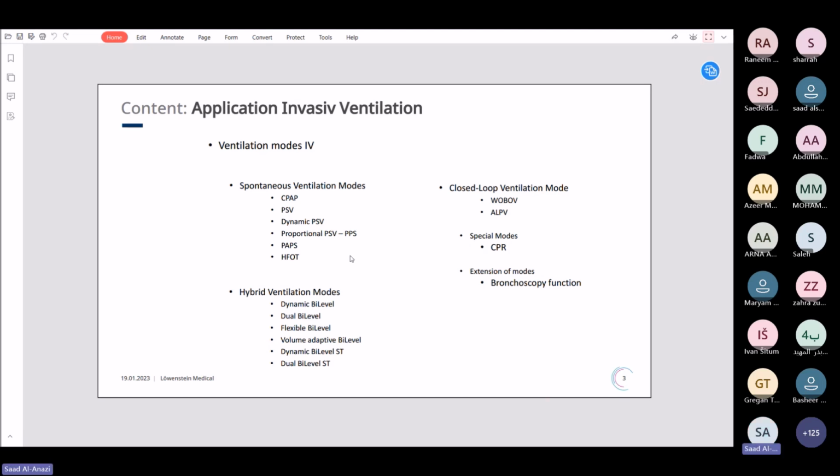There is spontaneous ventilation mode, including CPAP, pressure support, dynamic high flow, proportional pressure support. We have hybrid ventilation modes, like dynamic bi-level and flexible bi-level. We have closed loop ventilation, work of breathing mode. We have a special mode, the CPR mode. We have a unique and first option, the bronchoscopy mode.